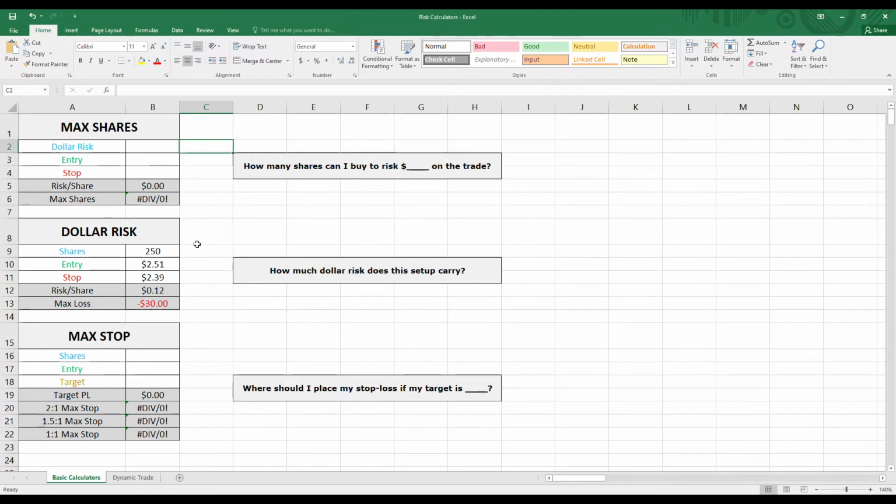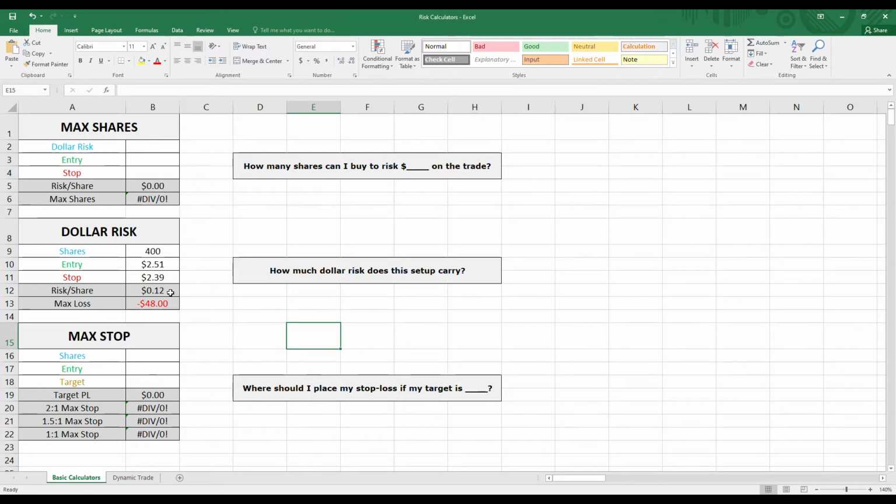Now, perhaps I can stomach a little bit more or a little bit less risk. If 30 bucks was too much for me, well, maybe I'd try 150 shares and see that that gives me an $18 risk. Maybe $30 is not enough, and I'd want to try 400 shares of the same setup, which would give me a total risk, or a max loss rather, of $48.